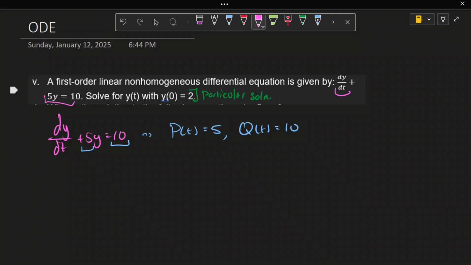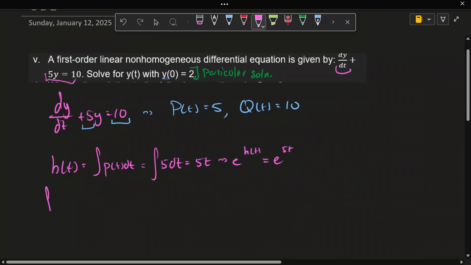Now we have to do what I think is called the integrating factor, where we want to solve for h of t, which is the integral of p of t dt. We can replace p of t with 5, and we know the integral of 5 with respect to t is 5t. Now we want e to the power of h of t, which is e to the power of 5t. This is our integrating factor.